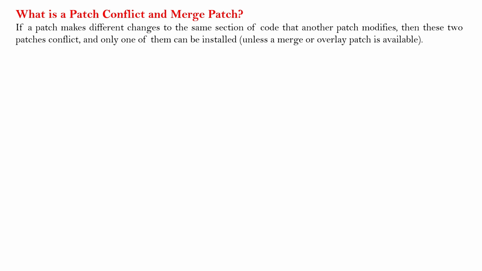Right. Now, the important point: what is patch conflict and merge patch? Most of the time, when we get different kinds of conflicts, what is the reason for that? If a patch makes different changes to the same section of code that another patch modifies, then these two patches conflict, and only one of them can be installed unless a merge patch or overlay patch is available. So now what does it mean? If a patch makes different changes to the same section of code that another patch modifies, then these two patches conflict.